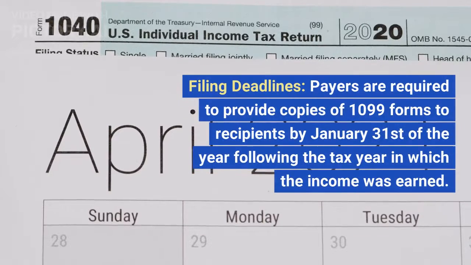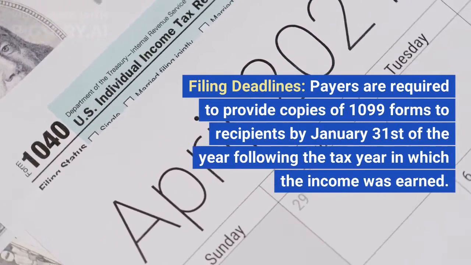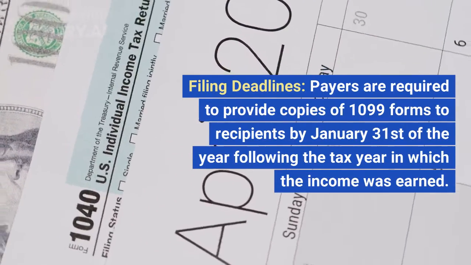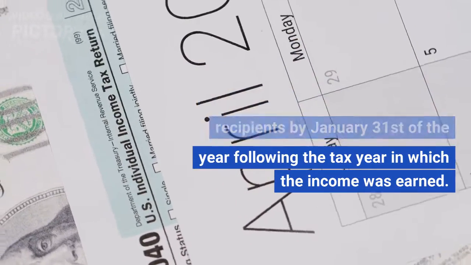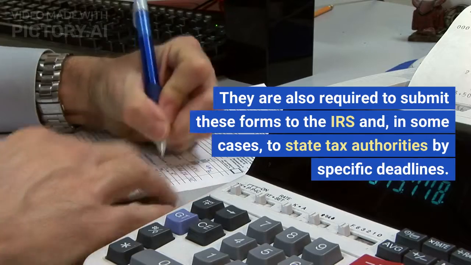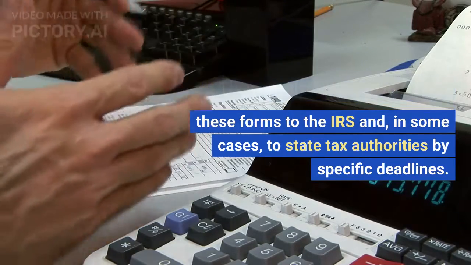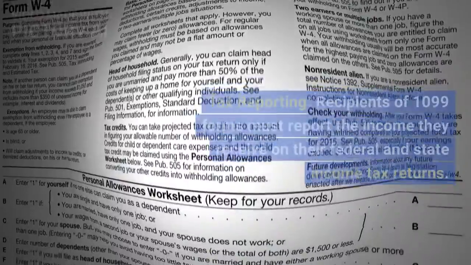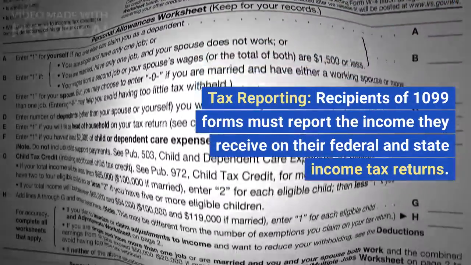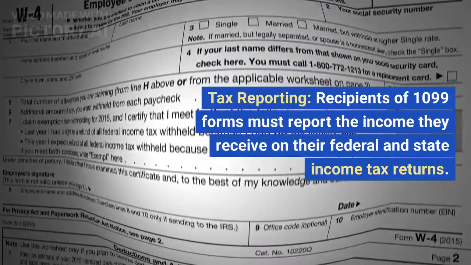Filing deadlines. Payers are required to provide copies of 1099 forms to recipients by January 31st of the year following the tax year in which the income was earned. They are also required to submit these forms to the IRS and, in some cases, to state tax authorities by specific deadlines. Tax reporting. Recipients of 1099 forms must report the income they receive on their federal and state income tax returns.